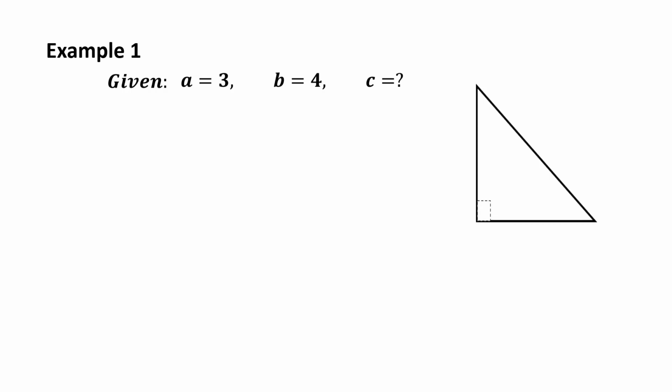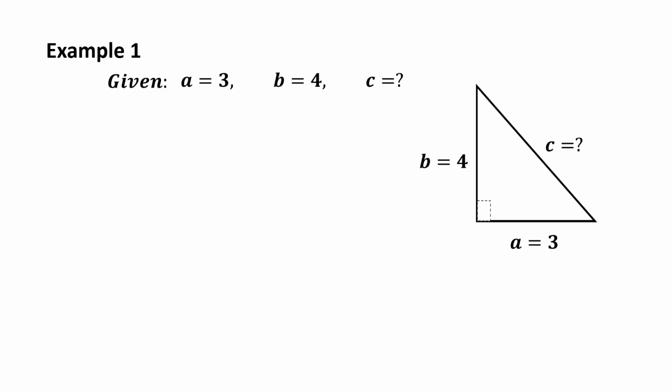Let us try example number 1 using the Pythagorean theorem. The given is, a is equal to 3, b is equal to 4 and c is unknown. Let us apply the values on the sides of a right triangle so that you can visualize the given. For the shorter leg, the value of a is 3, for the second to the shorter leg, b is equal to 4, and for the hypotenuse, which is c, is unknown. The problem is, what is the value of c?